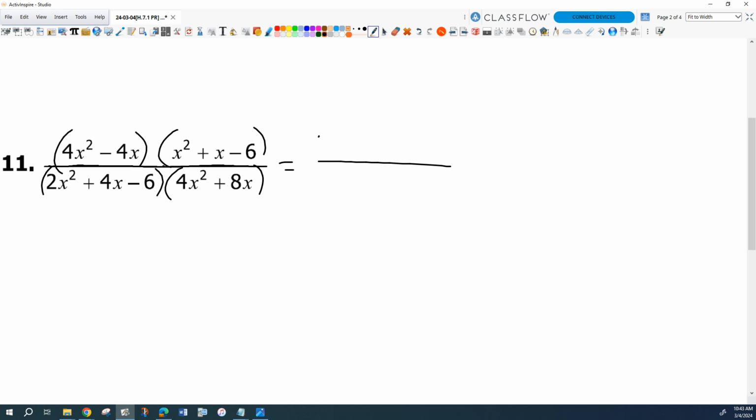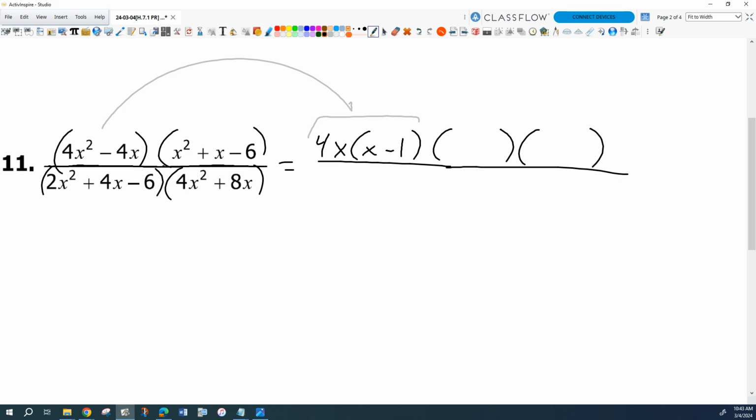You take out a 4x, leaving behind x minus 1. Okay, good. So that's what all this stuff is giving me. Right? How about this other factor? Does that break apart? What's that break up into? X squared plus x minus 6. X plus 3, x minus 2. There you go. X plus 3, x minus 2. Right? So that's what all that breaks up into.